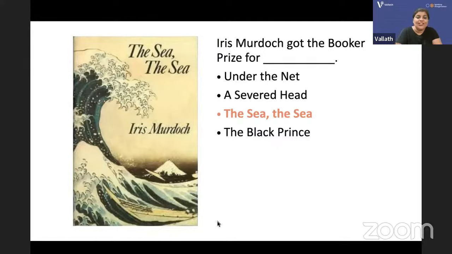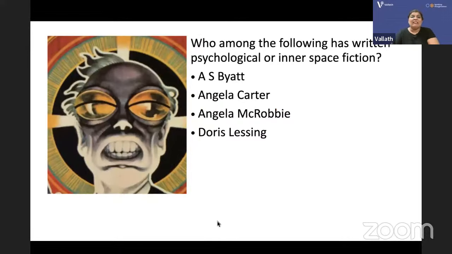That is right. The seed. Whoa, what is this? Who among the following has written psychological or inner space fiction? Mera apna photo lagati. Why did you put this? I'm asking my team. Who wrote psychological fiction or inner space fiction? Aaj raat koi so nahi payega. They will remember this psychological fiction.